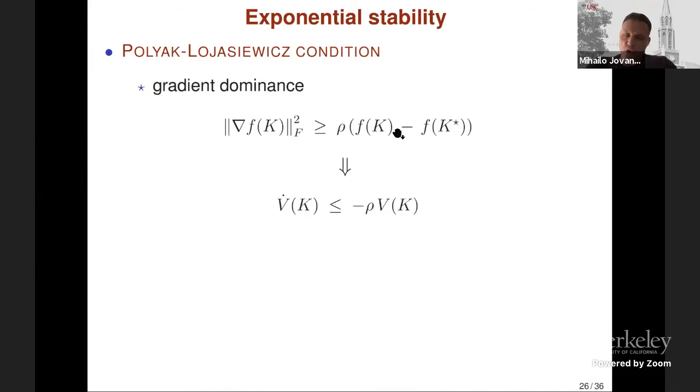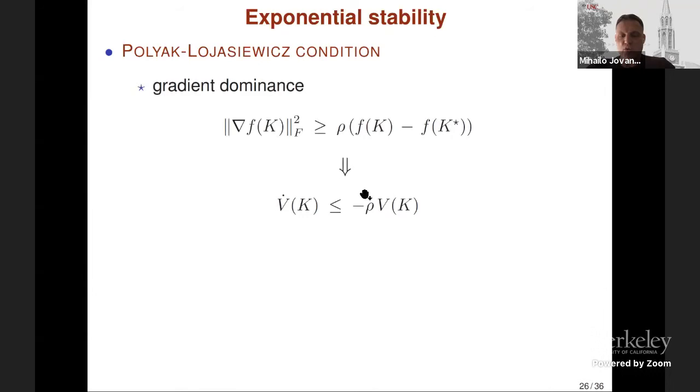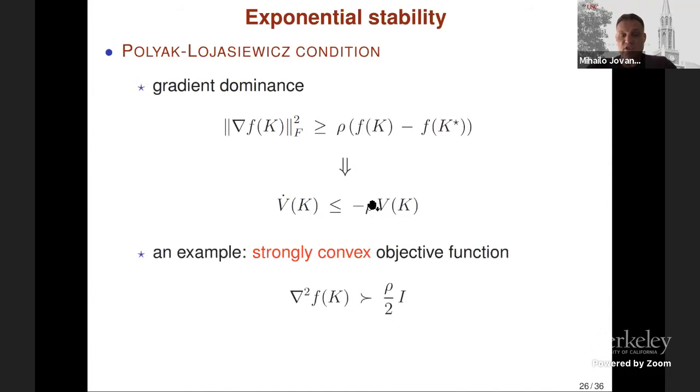If the PL condition holds on top of the requirements that I listed on the previous page, we can not only establish negative definiteness of the derivative of this Lyapunov function candidate along the solution of our system, but we can show that the bound is proportional to the Lyapunov function, where rho here is a PL parameter. And this is enough actually to show that you have exponential stability.